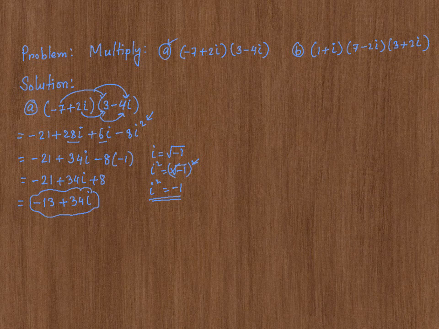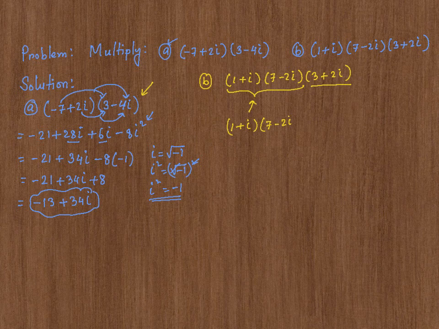Now let's go ahead and do the second one. In the second one, you have three complex numbers. So you don't have to multiply them all together. Just multiply the first two the way we did here. Then take that result and multiply that result with 3 plus 2i. So let's do this one first: 1 plus i times 7 minus 2i.